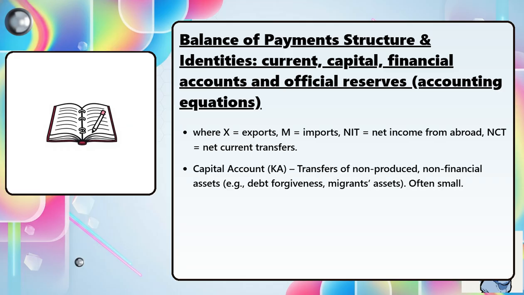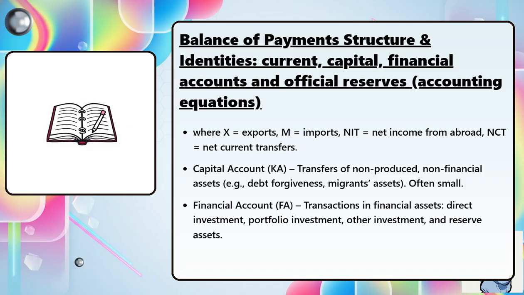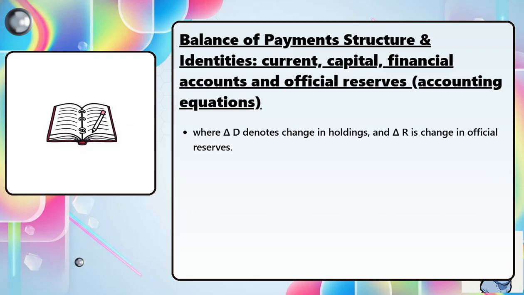Capital account, KA: transfers of non-produced, non-financial assets, for example debt forgiveness, migrants' assets, often small. Financial account, FA: transactions in financial assets, direct investment, portfolio investment, other investment, and reserve assets. FA equals ΔD_DI plus ΔD_PI plus ΔD_OI plus ΔR, where ΔD denotes change in holdings, and ΔR is change in official reserves.